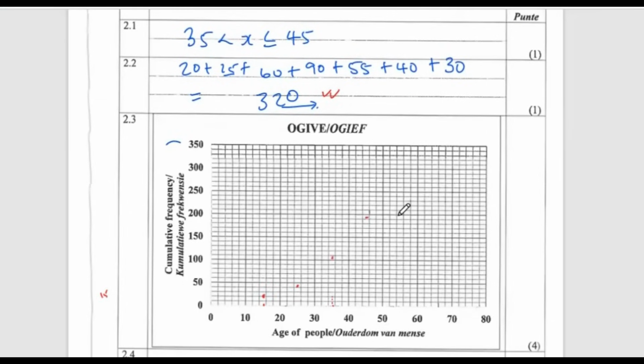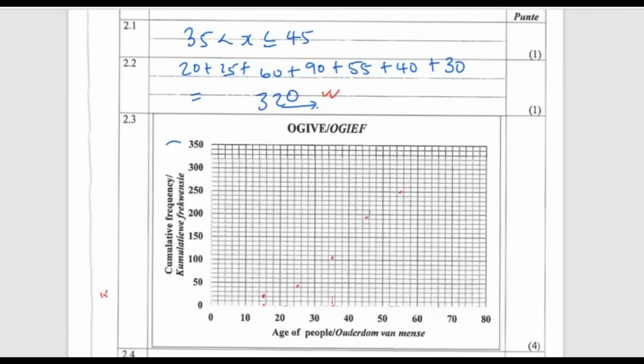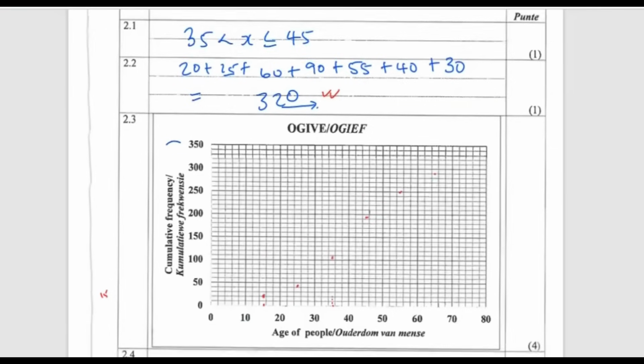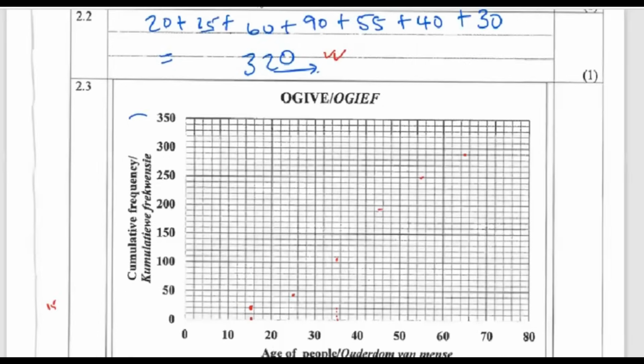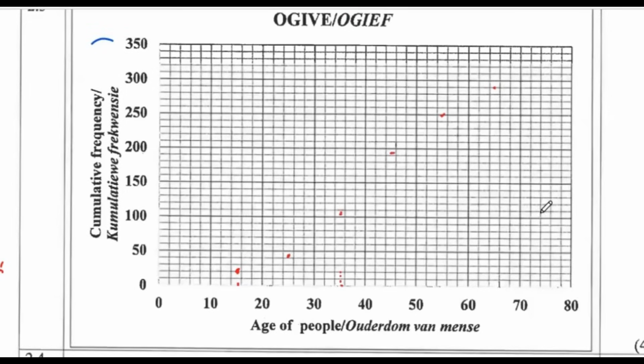55 is 250, just on the line here. Okay, and then we have 290. 265 is 290, just below 300. And then we have a 320. Then we have a 320 for the last one, which is 75. This is 300, and this must be 320.